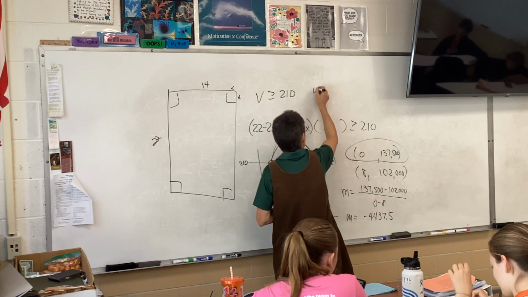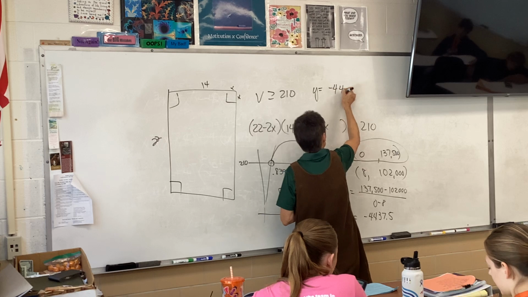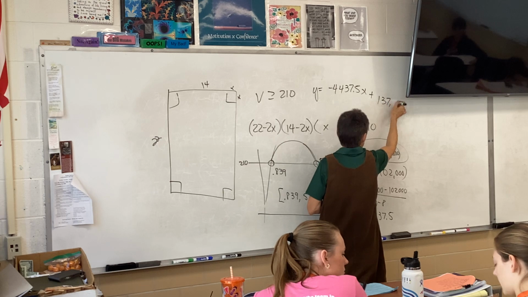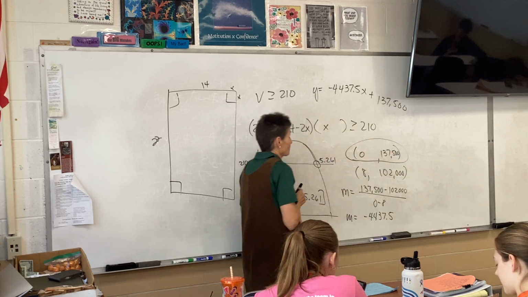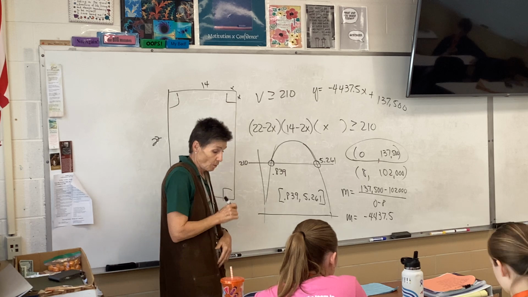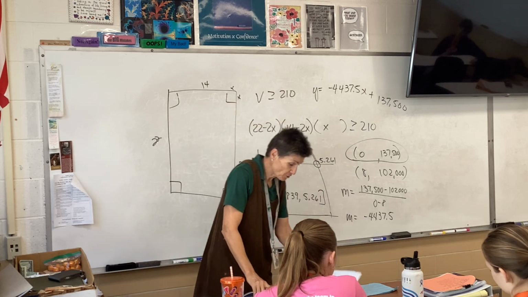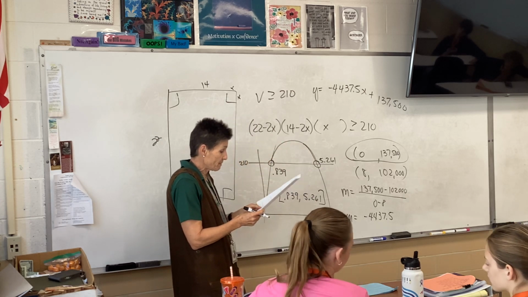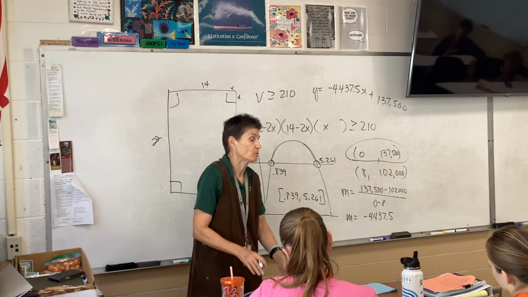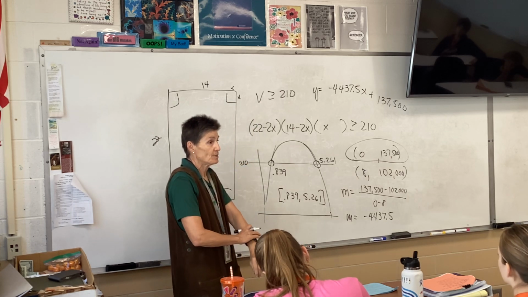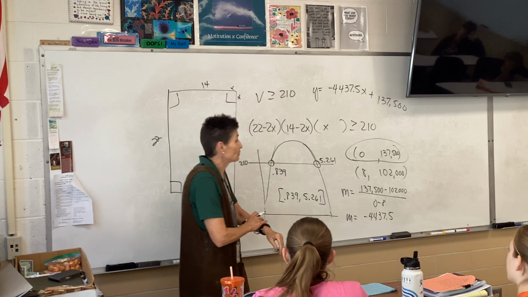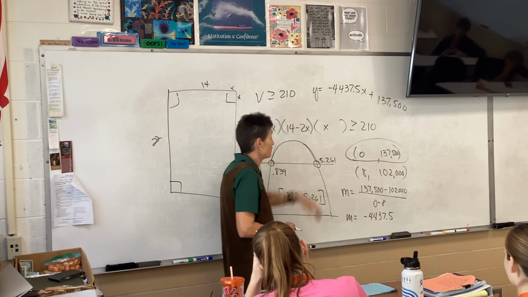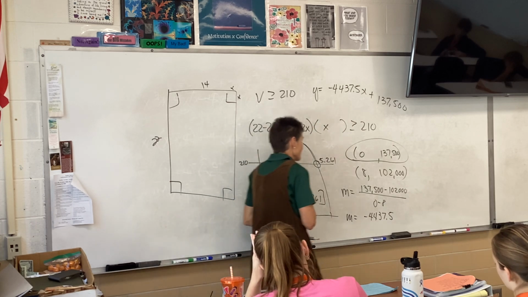So our equation is just negative 4437.5x plus 137.5. Right? A linear equation that represents the value of the building. That's it right there. What will the building be worth 13 years after it was purchased? What do I do now to find that value? Plug in 13, and 13 is going to go in for the x. Let's figure it out.